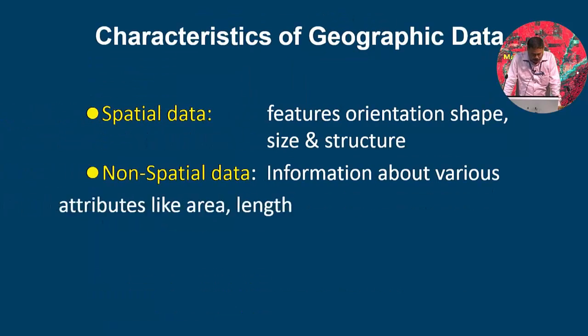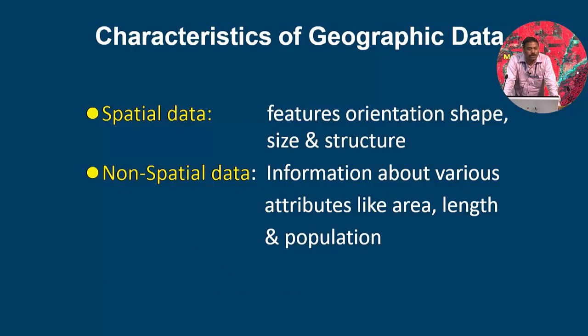Okay. So there are certain characteristics of geographic data. One is spatial data, another one is non-spatial data. Spatial data basically talks about features, orientation, shape, size or structure. Any polygon, any point, any line, the extent, the shape, everything talks about the spatial data. And what is the non-spatial data? Non-spatial data talks about the quality of that particular object. There could be infinite attributes for a given polygon. So from a given data, you can generate n number of outputs.